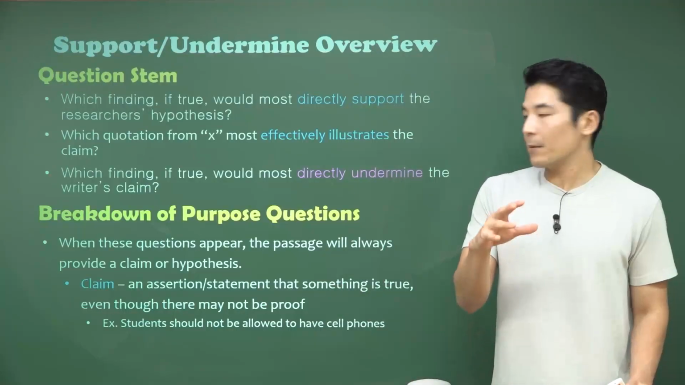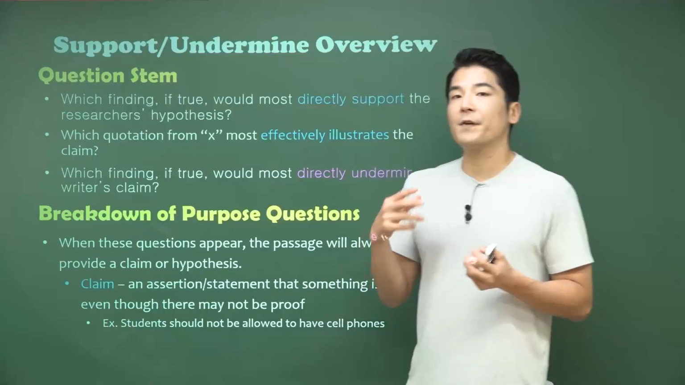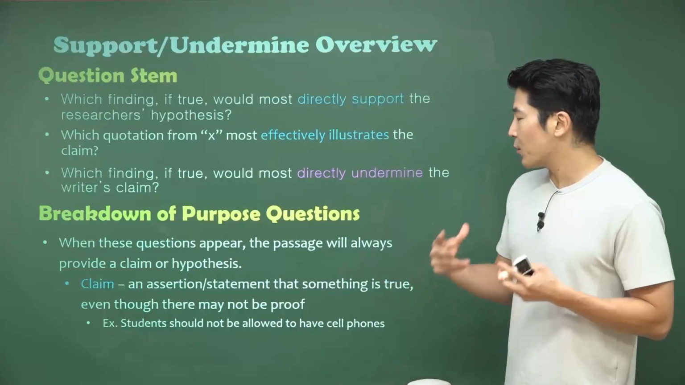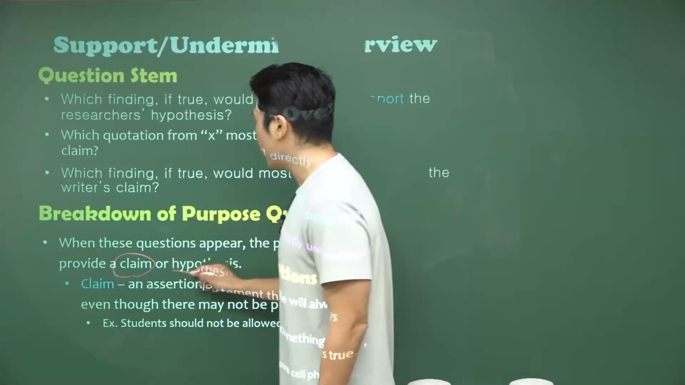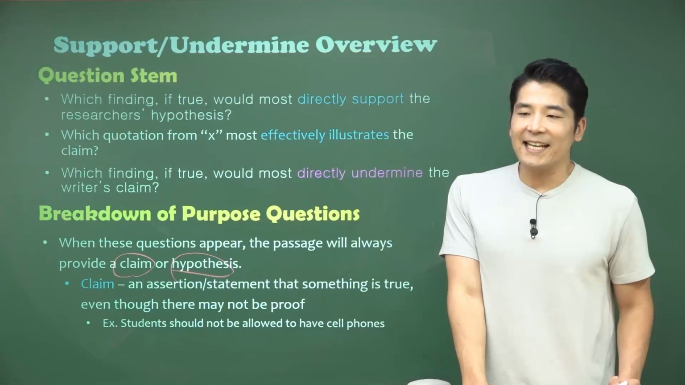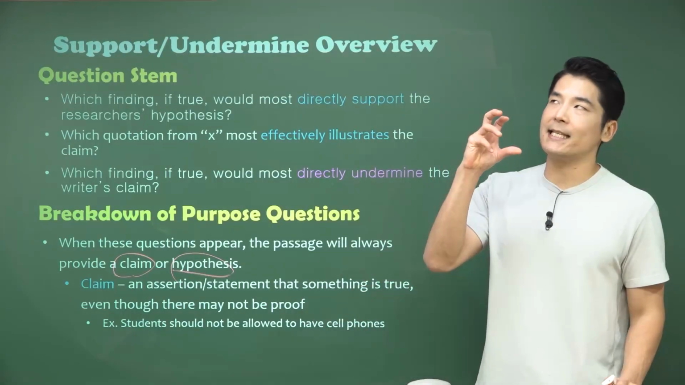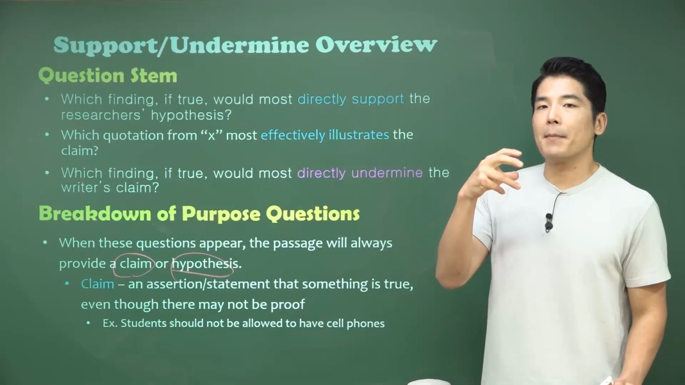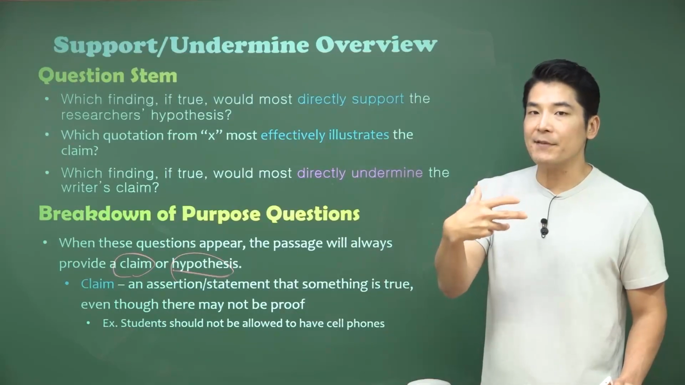But before we do, we just got to break down this question type, okay? So first of all, the first thing to know is, guys, when these questions appear, the passage will always provide some kind of claim or hypothesis. So circle the words claim and hypothesis, okay? A claim is an assertion or a statement that a person believes to be true. The person who's writing it or saying it believes it to be true.